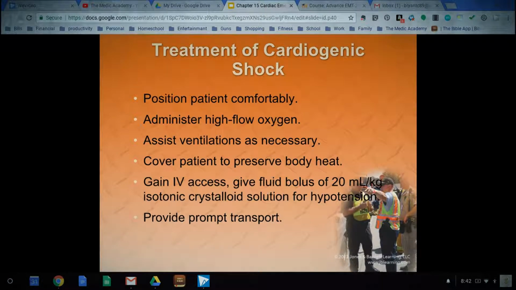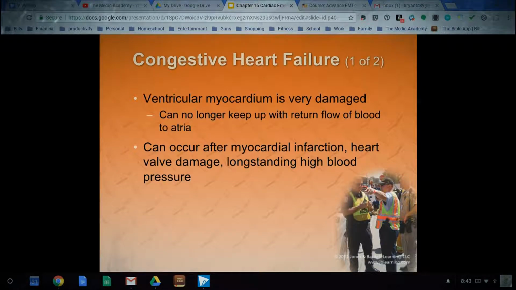And let's add in, we also need to listen to breath sounds, because if their heart is not pumping the fluid appropriately, then we really need to be careful with how much fluid we're administering to these patients. So if you hear rales or wet lung sounds, then now they have pulmonary edema, and we really should be careful with how much fluid we're actually administering to them. And like I said, provide quick transport.